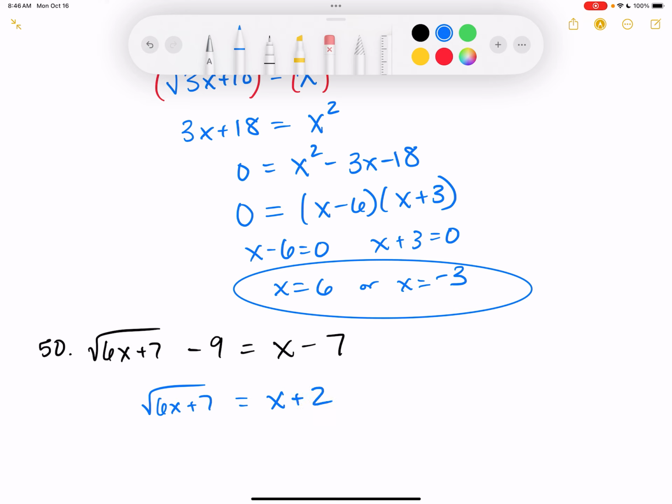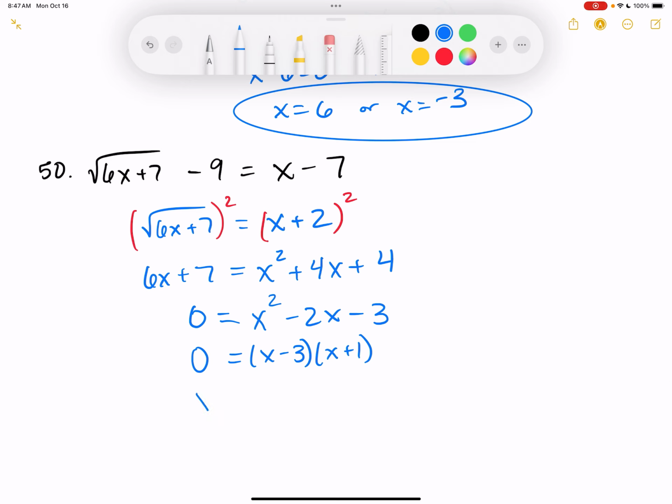So then factors of negative 3 that add up to give you negative 2. Yep, x minus 3 and x plus 1. And then set each piece equal to 0, so x minus 3 equals 0, and x plus 1 equals 0. So x equals 3, or x equals negative 1.